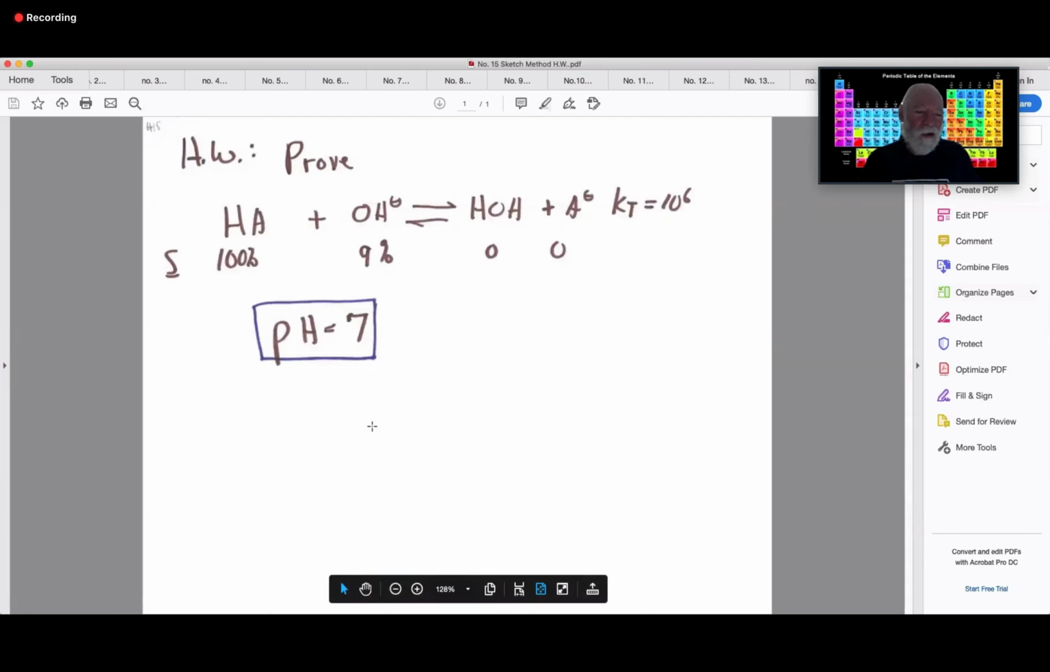Here's what I want you to do for homework. I want you now to find out the pH when we've gone 91% of the way through the titration. So again, working with the percentages, call 100% the original amount of the weak acid. I want you to find out the pH 91% of the way through. Now follow the same format as the last problem. If you do it correctly, you'll find a pH of 9.